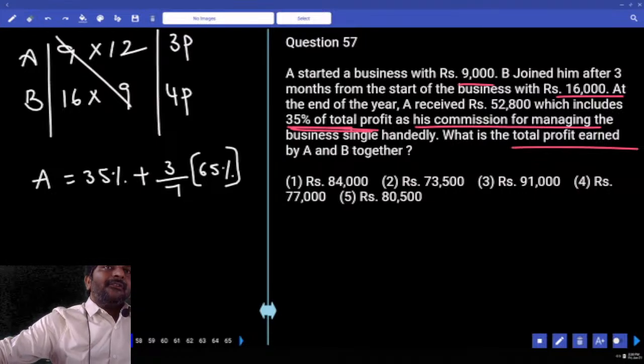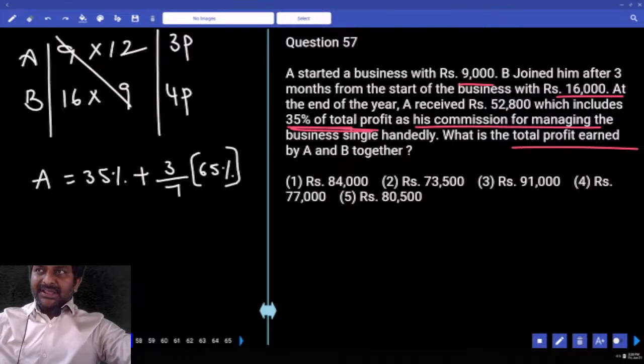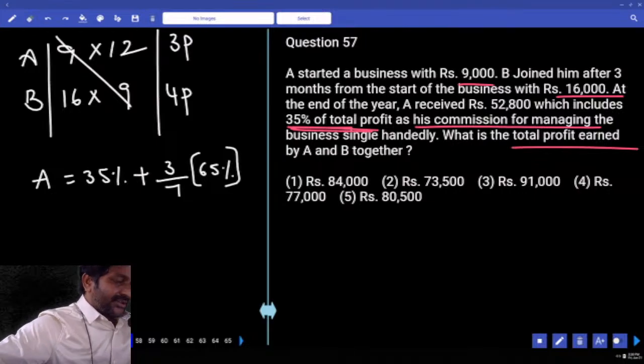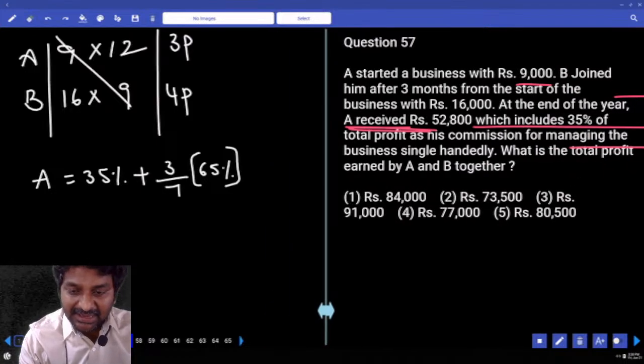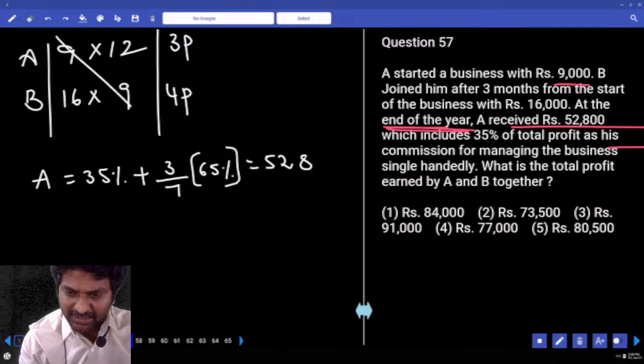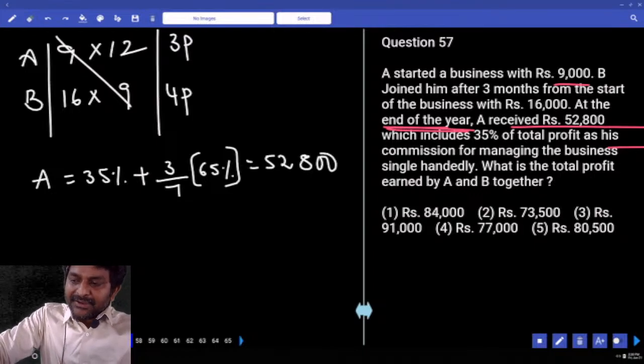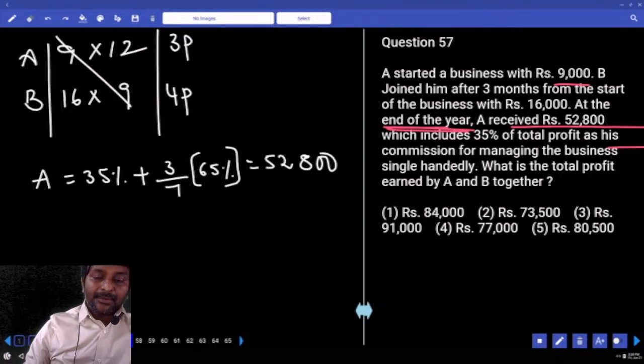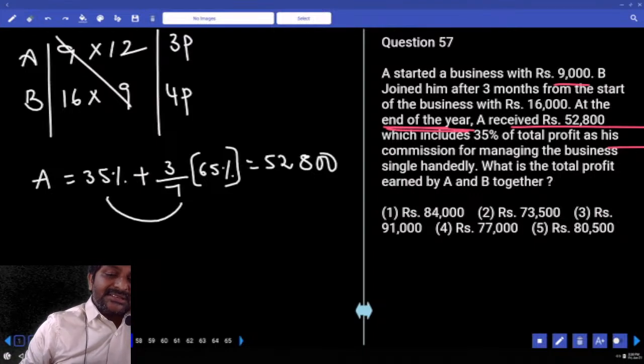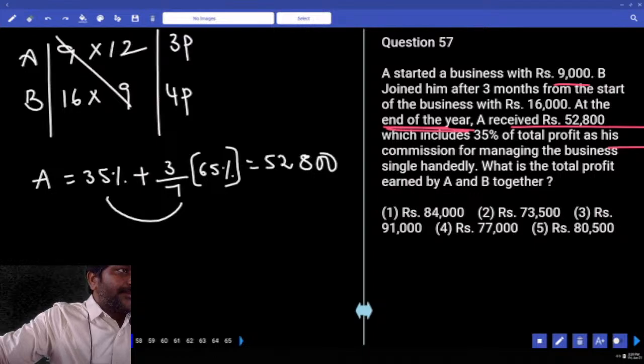For managing the business, some percentage, and for investment, some other percentage. This is what A gets in total, which is 52,000. Total profit is what we need to find. Multiple options are there. 7 common denominator, 7 35s.